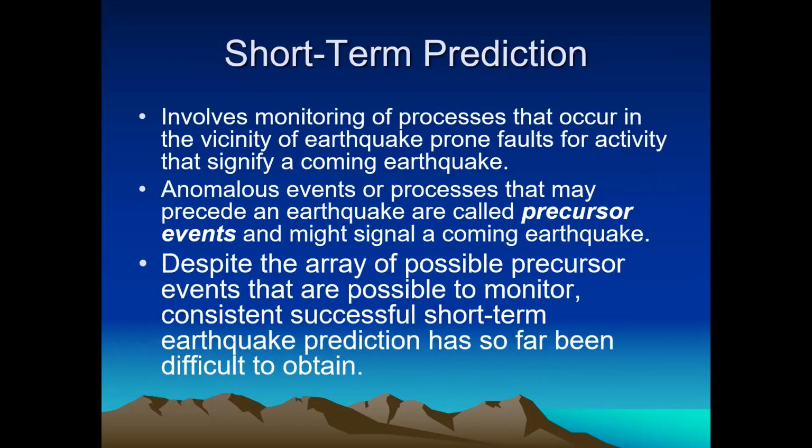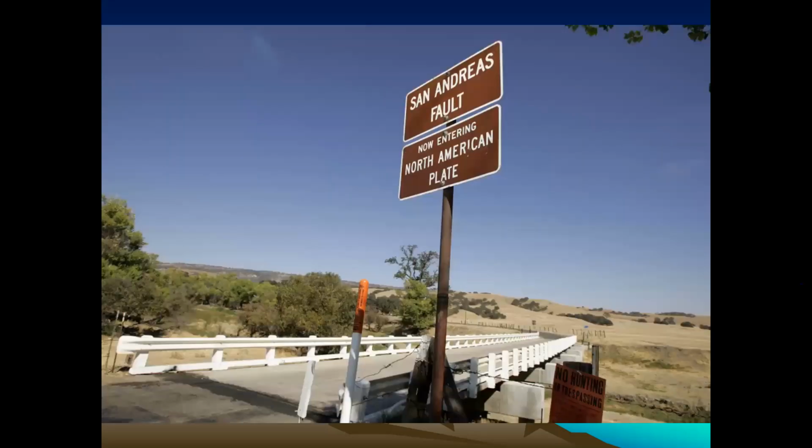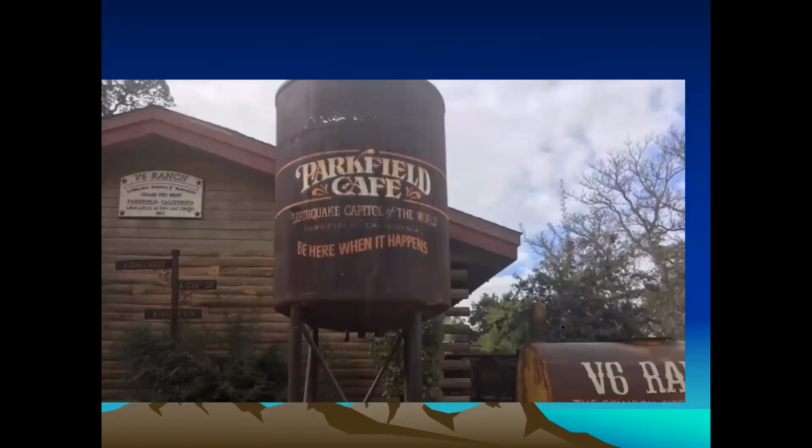I'm going to pass through this and just show you. Here's the San Andreas Fault. This is moving. This part of the bridge is on the Pacific Plate, so you go across the bridge and you're on the North America Plate, and you end up in the tiny, tiny little town of Parkfield. Parkfield is famous because of the regularity of the earthquakes that occurred there. Earthquake capital of the world, be here when it happens.